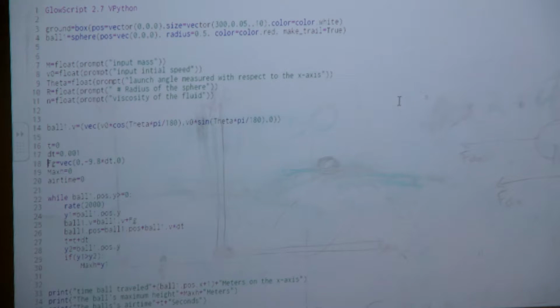Notice that I have max h. That is going to represent our max height, but I'll demonstrate that later when we go to the while, which is the loop. Airtime starts at 0.